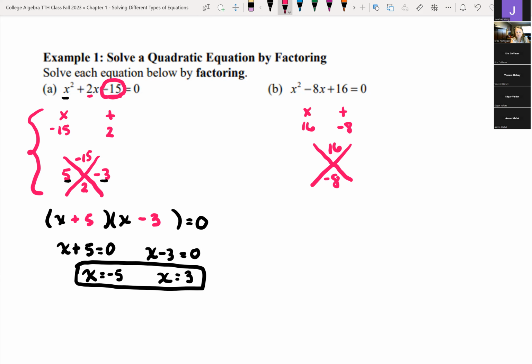So I know when I choose these two numbers, they both have to be negative. So two numbers that multiply to give me 16 is 4 times 4. But they both have to be negative. So -4 times -4 is positive 16, and if we sum it, it's -8.